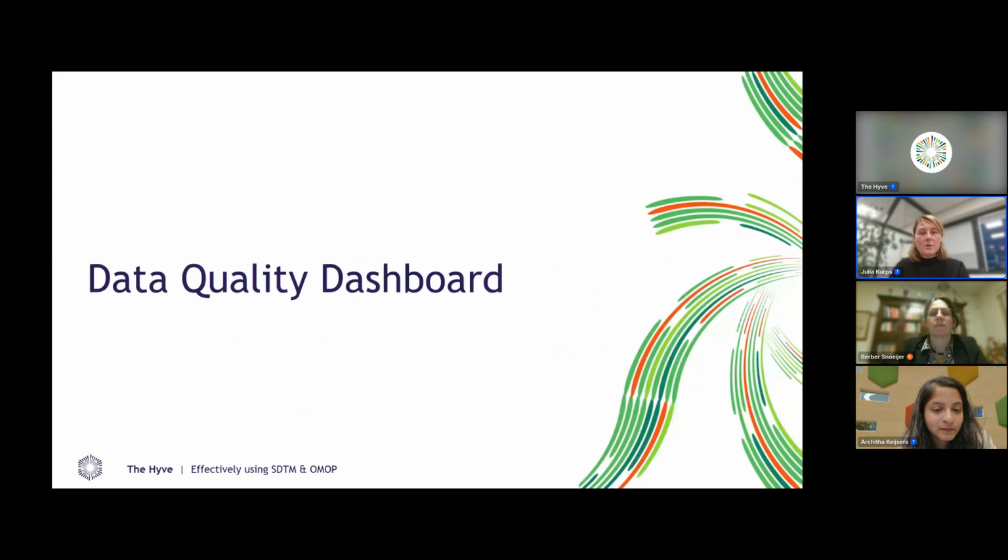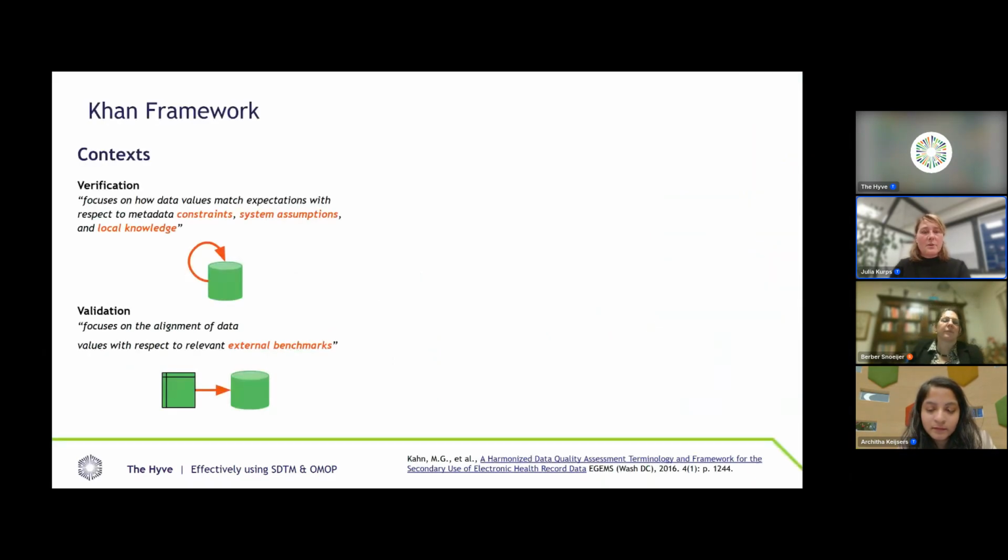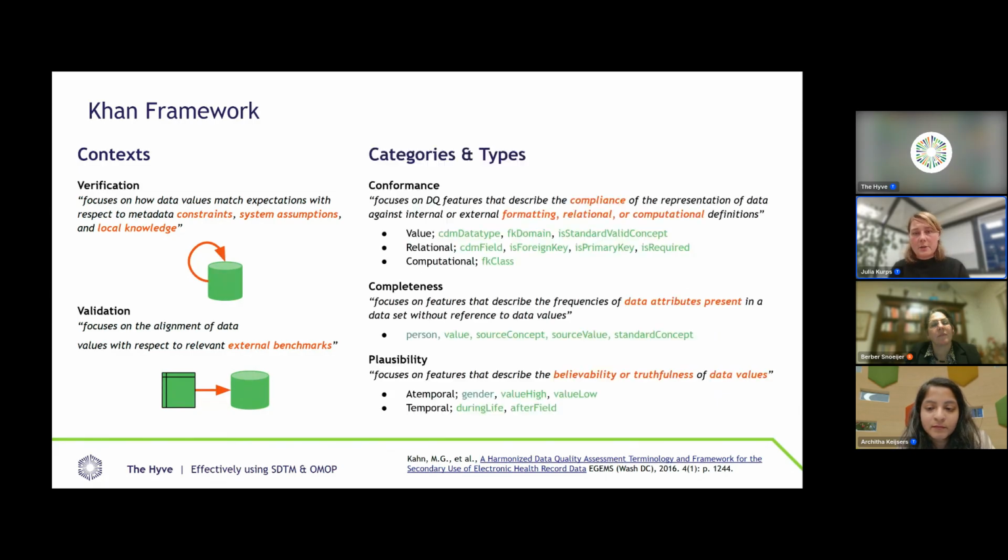And so I would like to shortly go into how the Data Quality Dashboard works. That's based on the Kahn framework, where we look at verification and validation of data, where verification really focuses on the internal benchmarks and the internal expectations, whereas validation focuses more on the external benchmarks. And there are three categories that we're looking at.